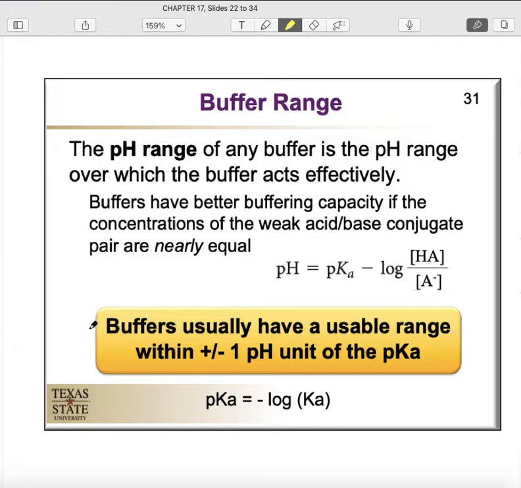Now, what you should remember is that the buffers usually have a usable range within plus or minus 1 pH unit from the pKa. So for example, if my pKa was 2.0, like in the example that we had a second ago, then the pH of the buffer within which that buffer would be effective would be between 1 and 3. Again, plus and minus 1 pH unit from the pKa. And just to remind you, the pKa is defined as the negative log of the Ka.